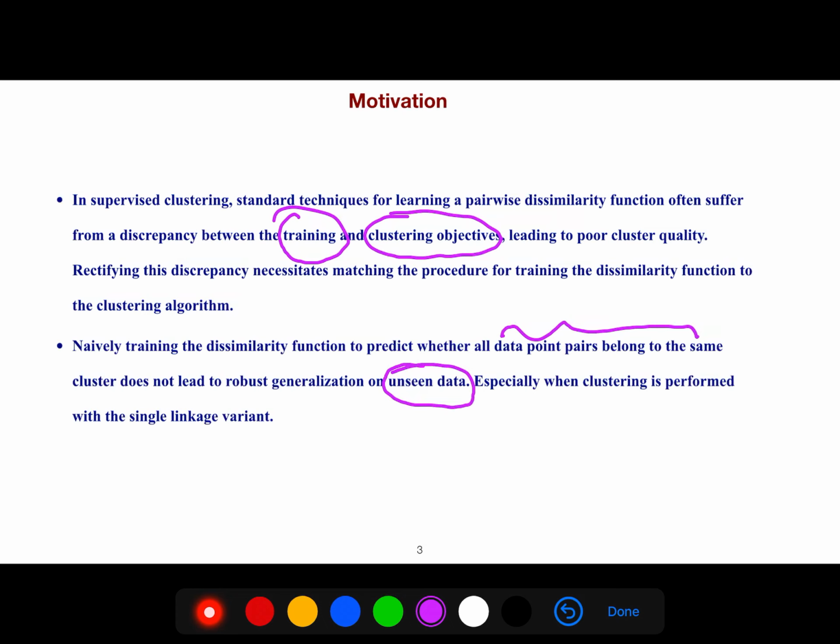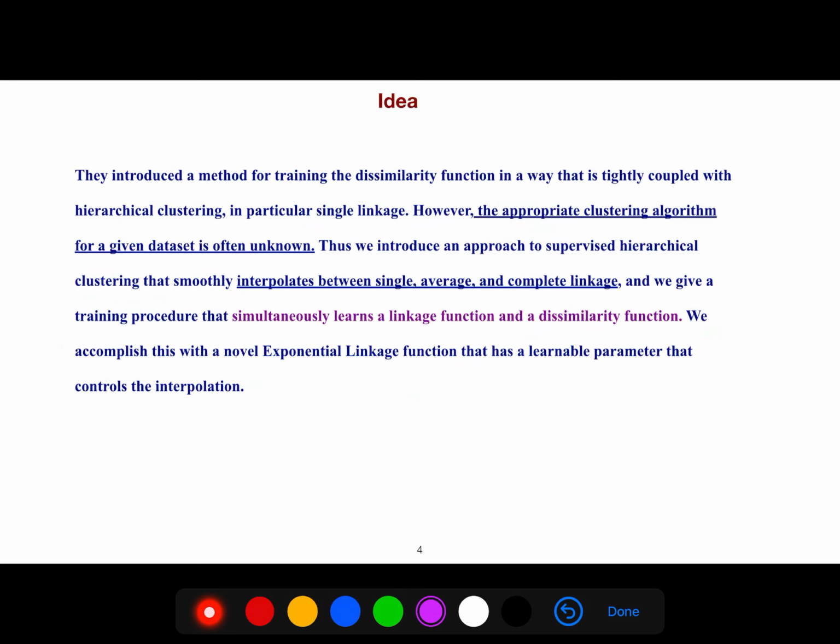For example, in the context of zero-shot learning, you're working with unseen data for which you only have a brief description, not fully labeled things. The idea of this paper is that they introduced a method for training the dissimilarity function in a way that is tightly coupled with hierarchical clustering, in particular single linkage.